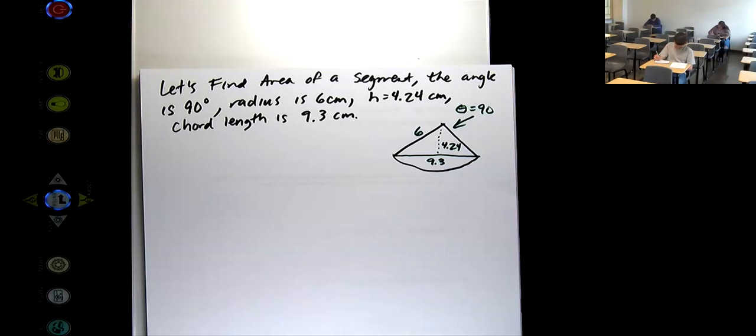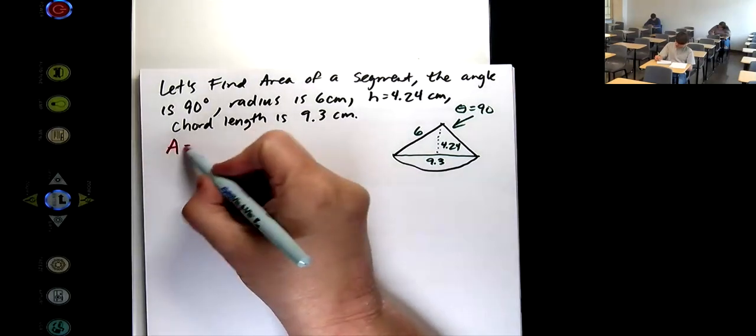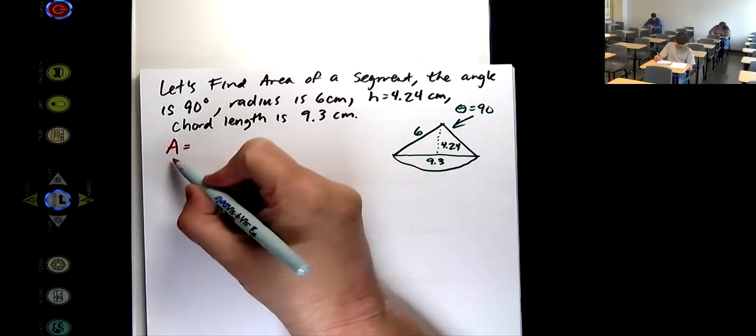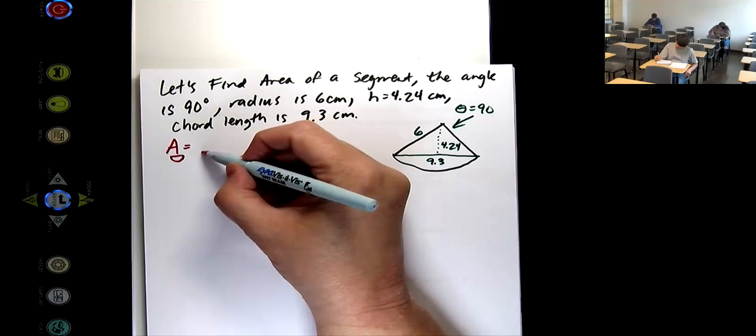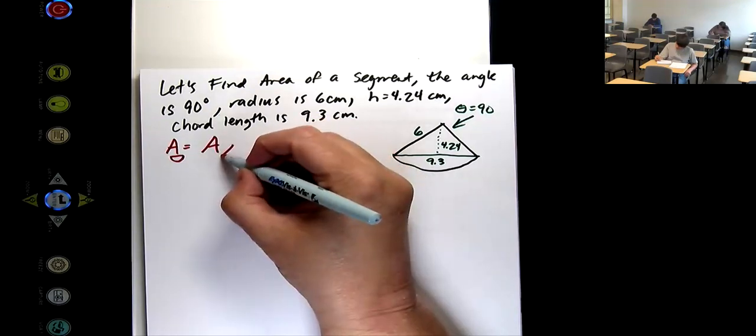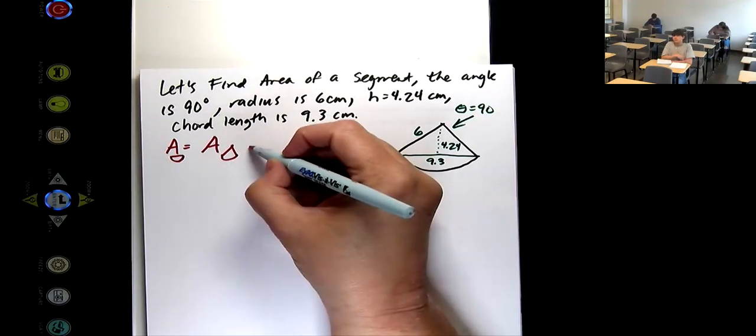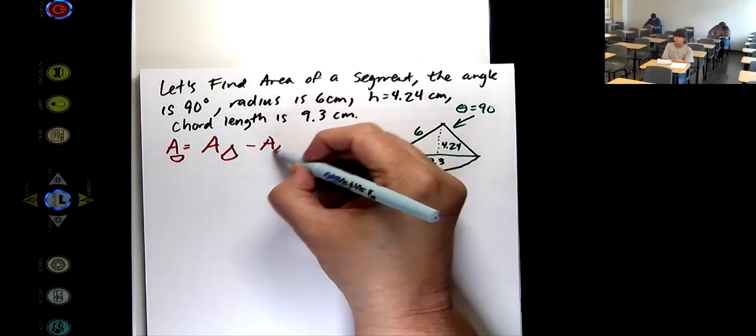So we want to find the area of the segment. I'll draw a little picture like that. Area of the segment equals the area of the sector minus the area of the triangle.